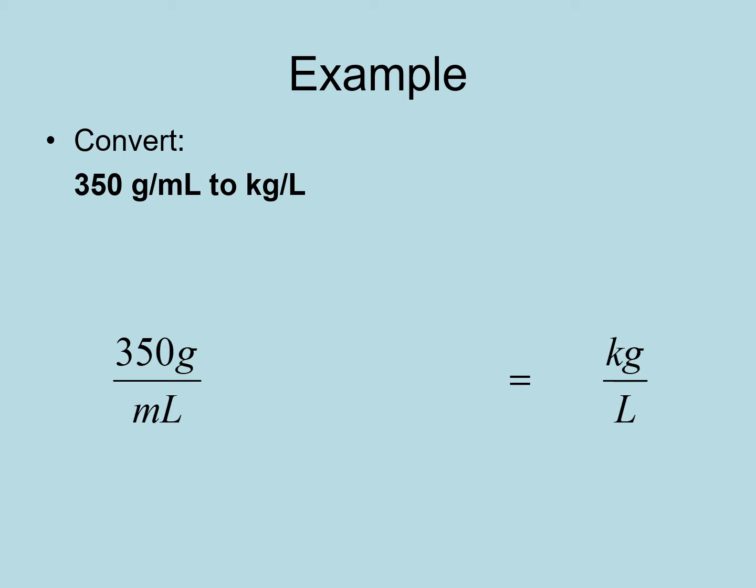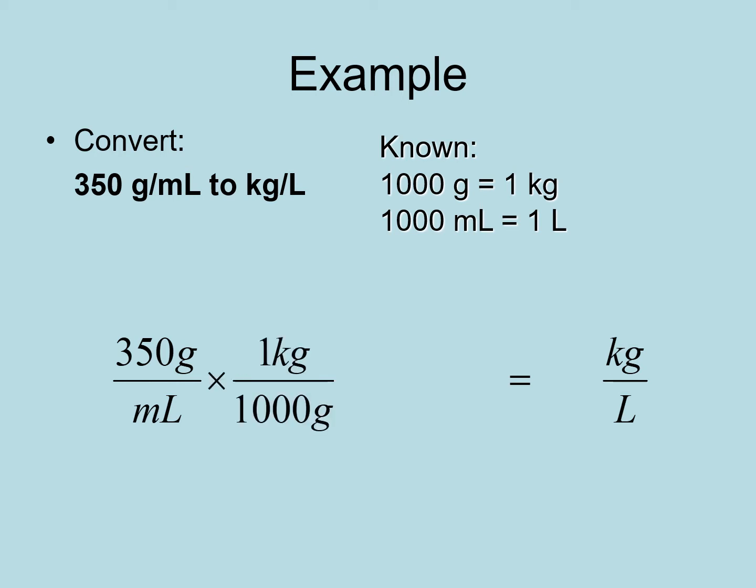Now I need to convert grams to kilograms and milliliters to liters. That's going to require two different conversion factors, and it doesn't matter which one I write first. If I know that 1,000 grams equals 1 kilogram, I'll make that into a conversion factor like this. I put 1,000 grams in the denominator to cancel out the grams in the numerator.